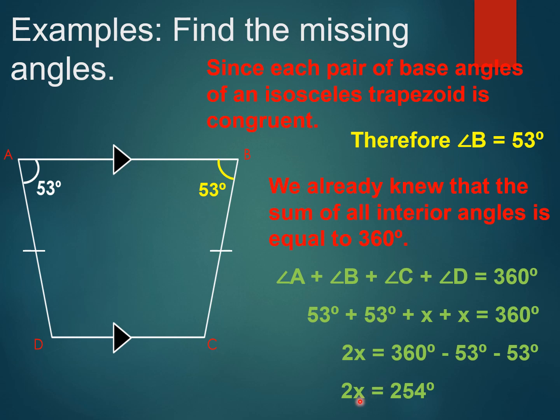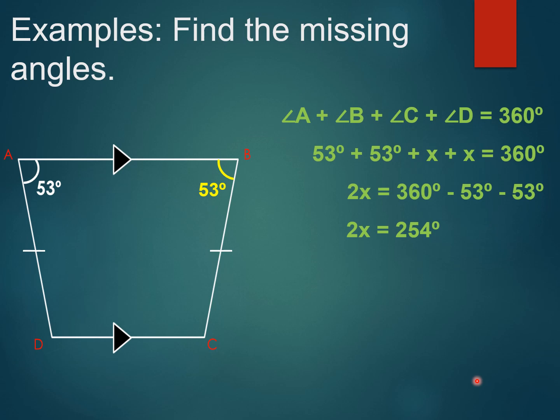Next, we can have 2x is equal to 254, after subtracting two 53s. Next, we can have x is equal to 254 over 2. And then we can get the values of x for angle C and angle D. x is equal to 127.